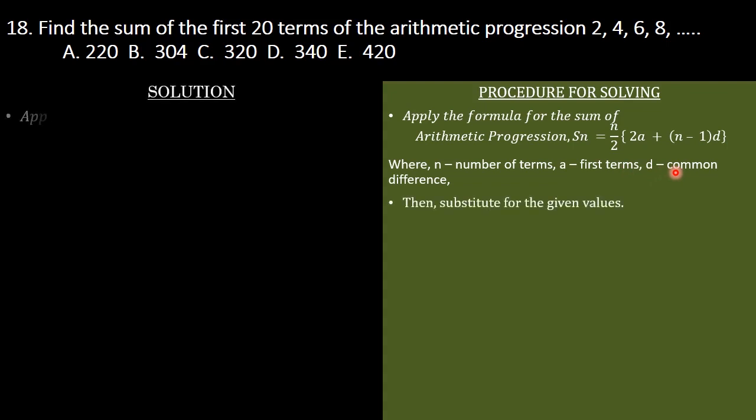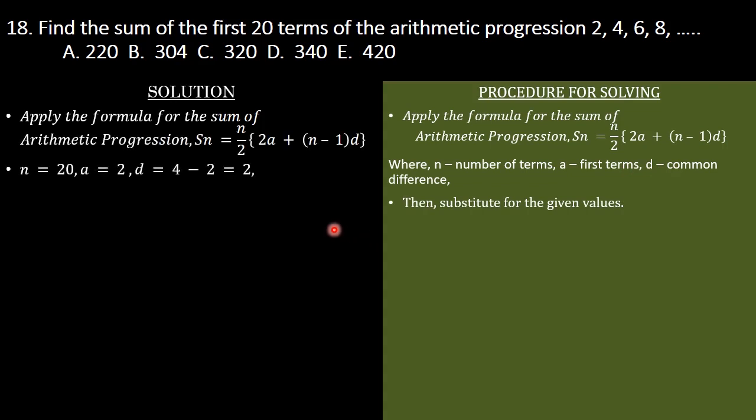Let's check the solution. Let's apply the formula for the sum of an arithmetic progression. Here is our formula, and n is the number of terms, a is the first term, which is 2. Here is our second term, here is our third term, and here is our fourth term. d is the difference between the second term and the first term, that is 4 minus 2 equals 2. Then let's substitute for the values.